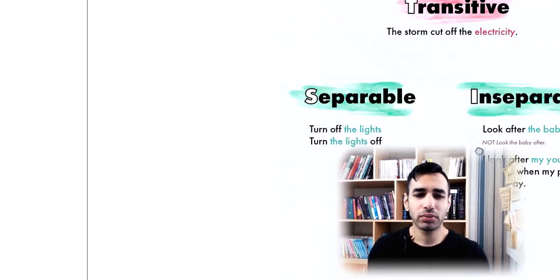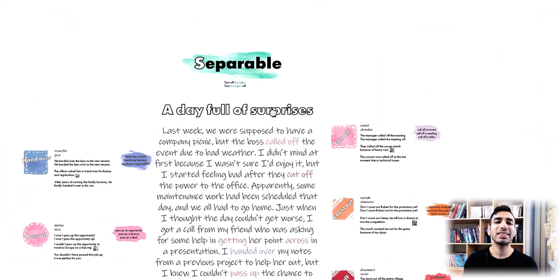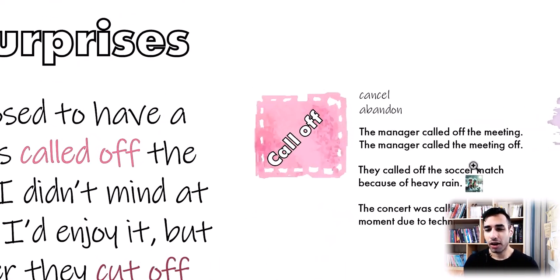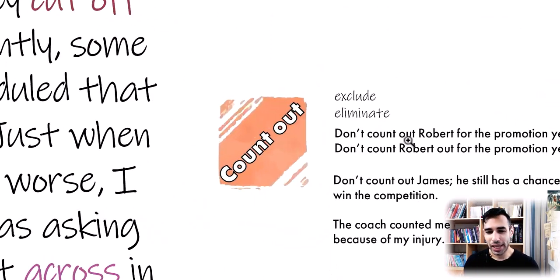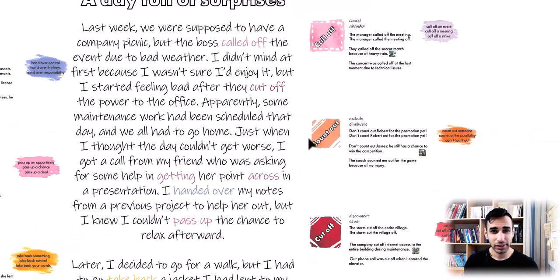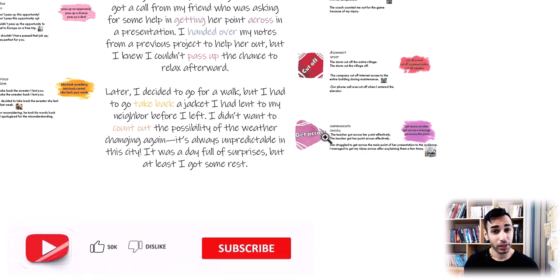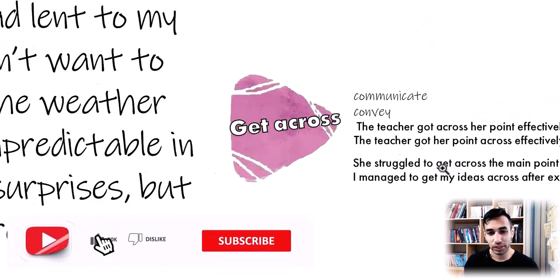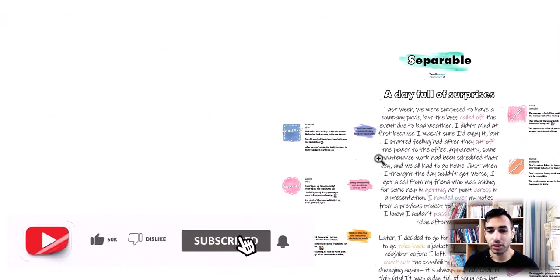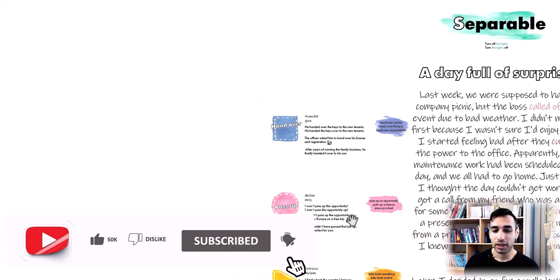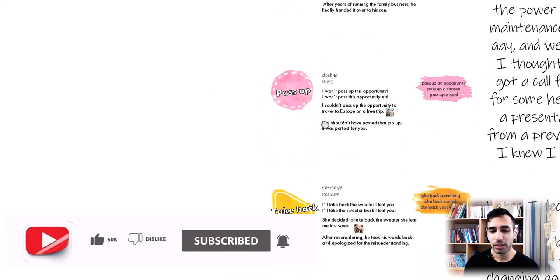Now, we are going to learn 7 separable phrasal verbs here. Call off, count out, these are separable phrasal verbs. Cut off, must know, 7 must know phrasal verbs. Get across, hand over, pass up, and take back.